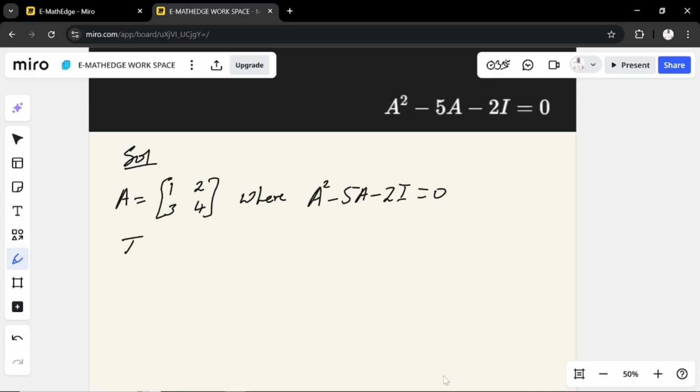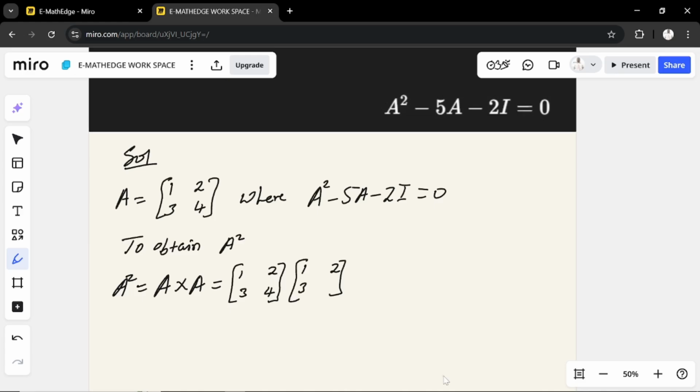To obtain A square, we have A square equal to matrix A times matrix A, since you know that another expression of A square is A times A. That's to say we are going to multiply this matrix by itself. So it's going to be the matrix 1, 2, 3, and 4 multiplying itself, which has the same elements 1, 2, 3, and 4.